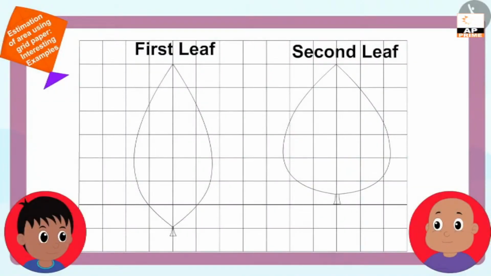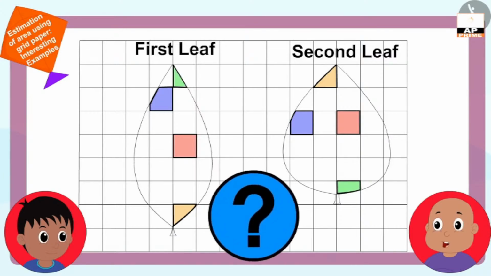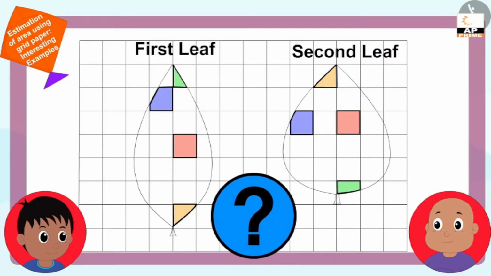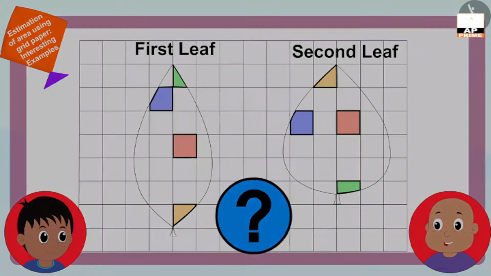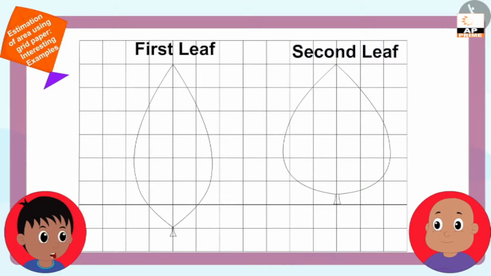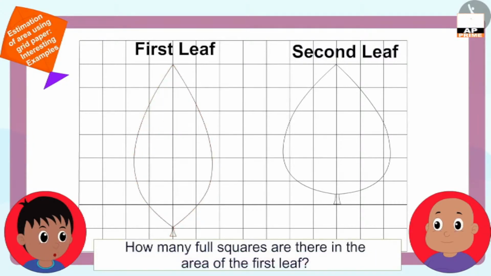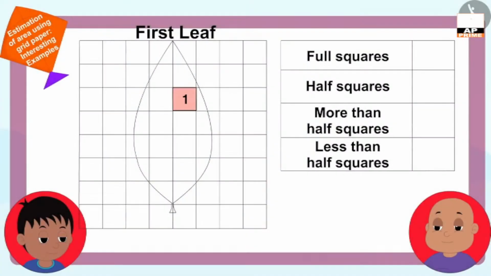But Raju, the areas enclosed by the outline of these leaves have some full squares, some half, some more than half, and even some less than half squares. Then how are we going to find their area? Bablu asked Raju. It is very easy. Can you tell me how many full squares are there in the area of the first leaf? Raju asked Bablu. 8 squares. Bablu quickly counted.